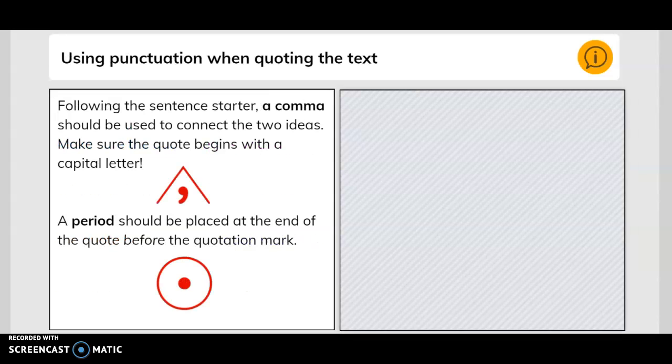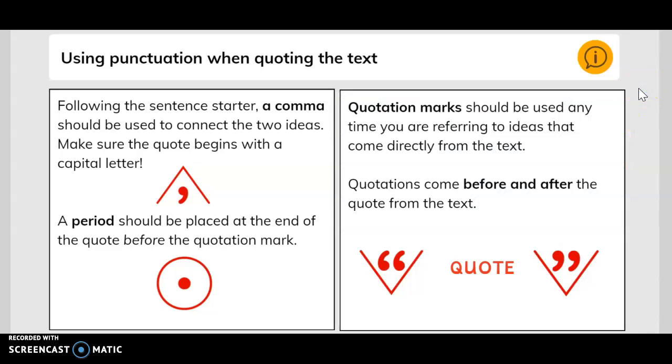Using punctuation when quoting the text. Following the sentence starter, a comma should be used to connect the two ideas. Make sure the quote begins with a capital letter. A period should be placed at the end of the quote before the quotation mark. Quotation marks should be used anytime you are referring to ideas that come directly from the text. Quotation marks come before and after the quote from the text.